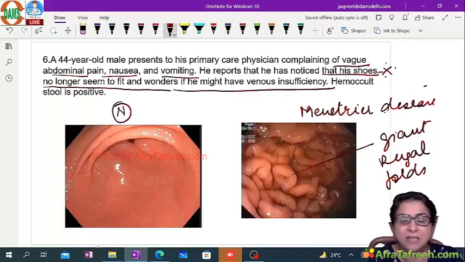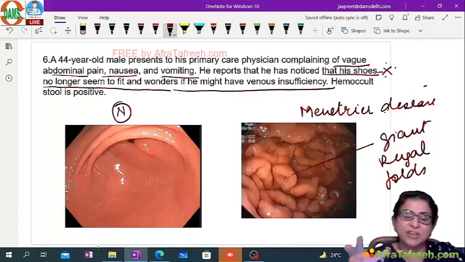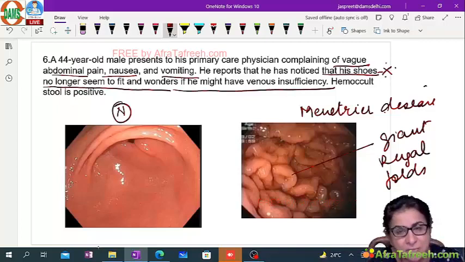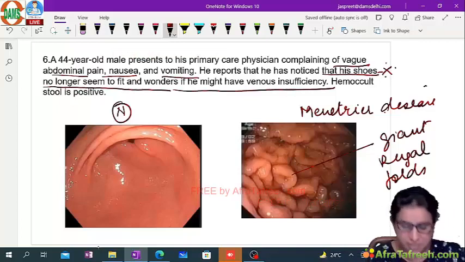Albumin in the blood is responsible for maintaining plasma colloid osmotic pressure. So if albumin in the blood decreases, water will go out from the blood vessel into the extravascular space and cause edema, which happens here. Okay, so that is Menetrier disease.